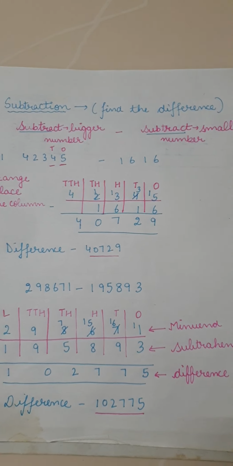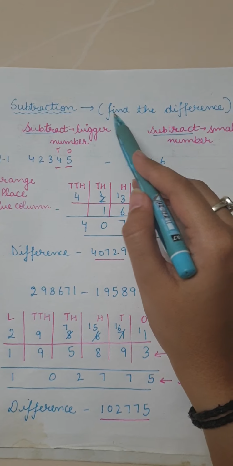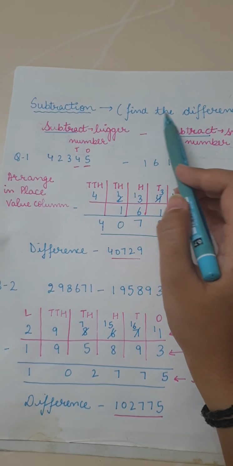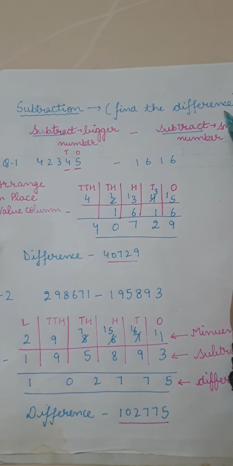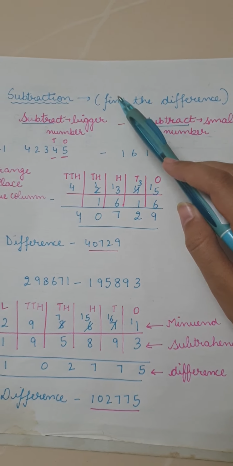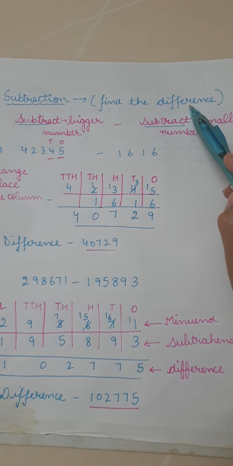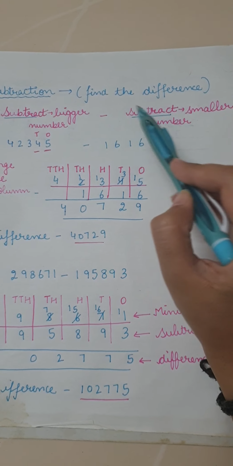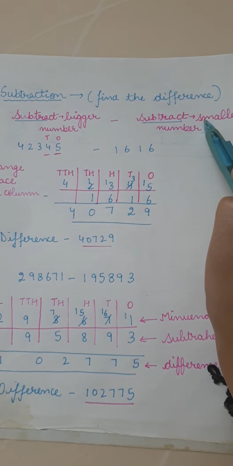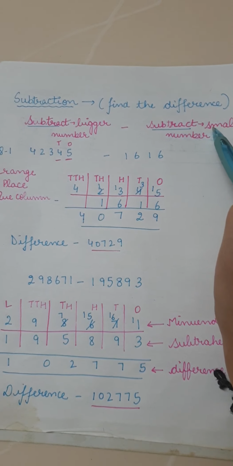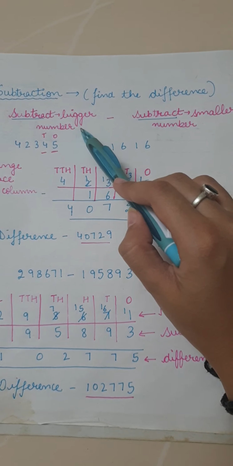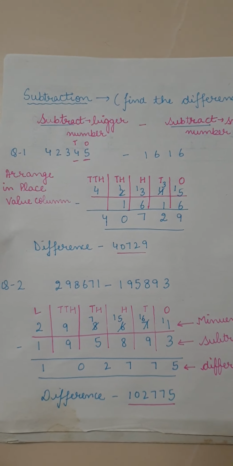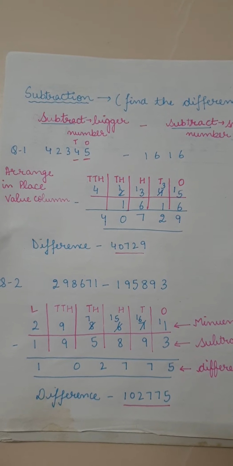Our topic for the day is subtraction. Today we'll understand about subtraction and we will do the questions in the place value system. Subtraction means to find the difference. In subtraction, we take a bigger number and subtract a smaller number from it. So, whenever we are trying to find the difference, the bigger number always comes first, followed by a smaller number. Let's understand this concept with an example.